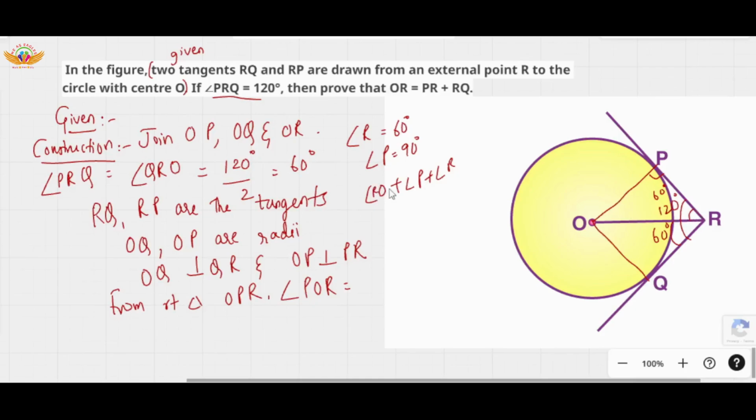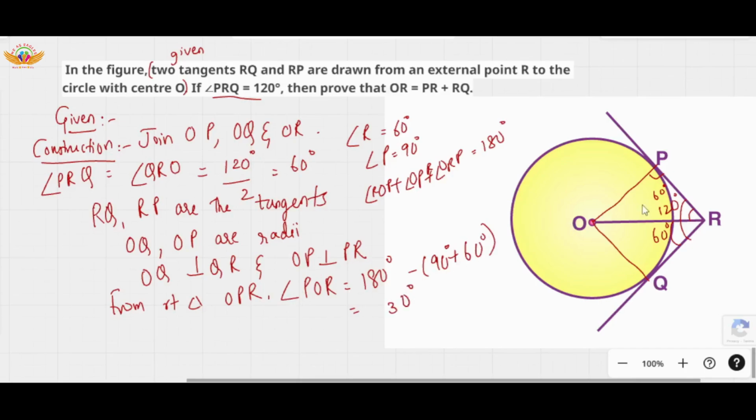This angle ROP, angle OPR, and this angle ORP, all these angles together make this triangle. The sum of the three angles will be 180 degrees, right? So from this I am going to take directly 180 degrees minus (90 degrees plus 60 degrees). So the answer we get is 30.